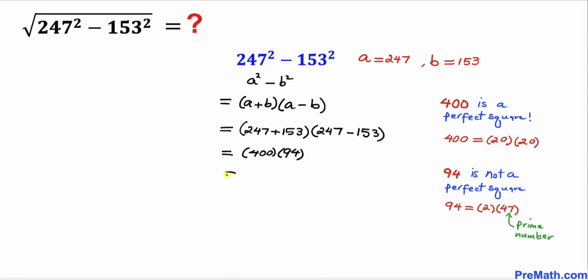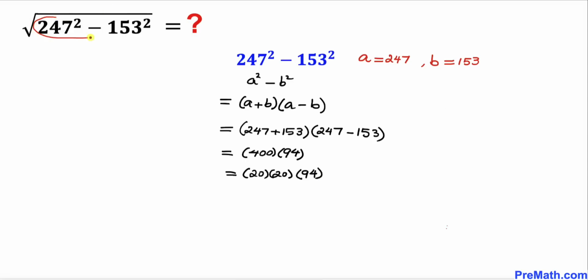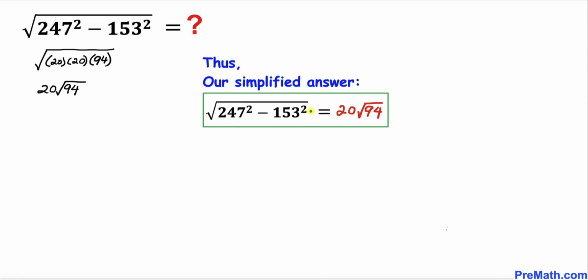So therefore, 400 can be written as 20 times 20, and I can leave 94 as it is. I am going to replace the whole radicand by this simplified form. So I can write this as square root of 20 times 20 times 94. Now we can see we have a pair of a kind, so I can bring this 20 outside the radical, and we are left with only 94 inside the radical. Thus our simplified answer turns out to be 20 times square root of 94.